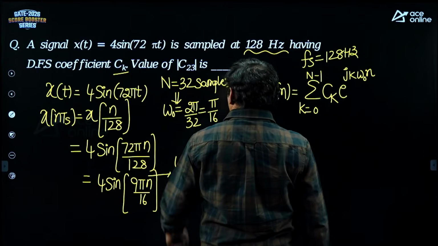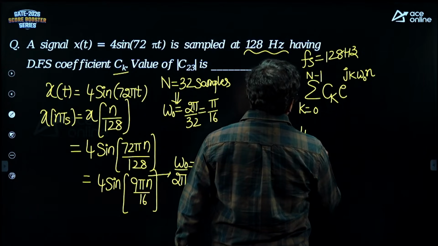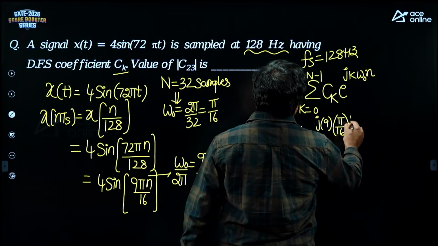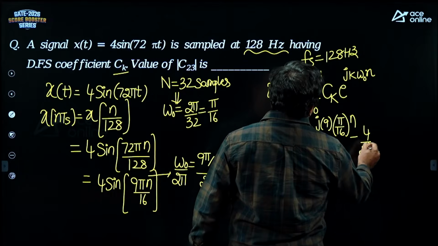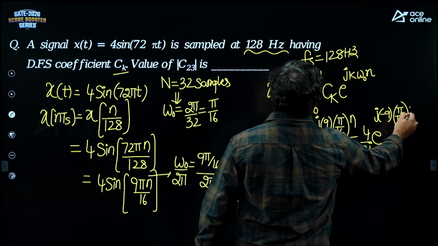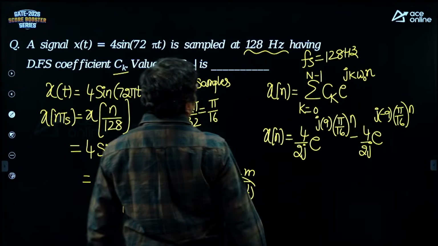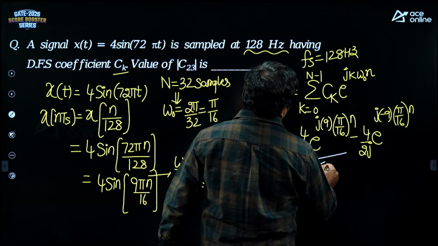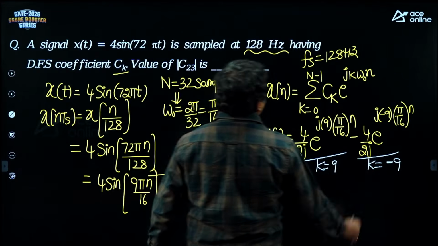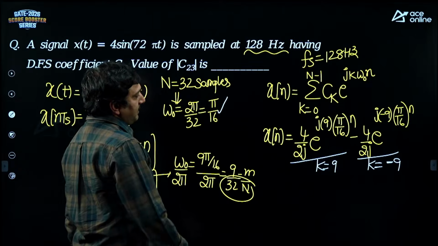So, how to expand this? 4 by 2j e power j 9 into pi by 16 into n is one term, minus 4 by 2j e power j minus 9 into pi by 16 into n is another term. We are adjusting it into the form ck e power j k omega naught n. Here the k value is 9, here the k value is minus 9, with a fixed fundamental frequency of pi by 16.